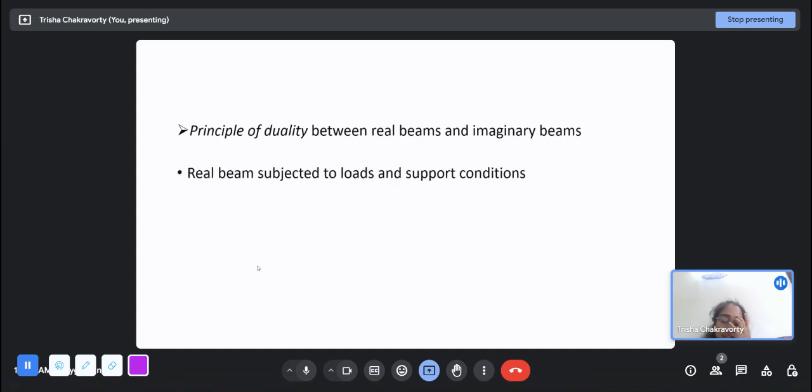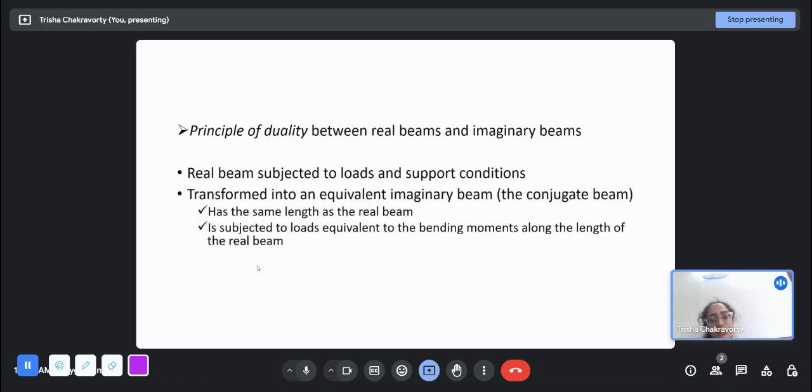A real beam is subjected to loads and support conditions. That is, we want to solve for the deflection of a real beam. It is transformed into an equivalent imaginary beam, also called the conjugate beam, that has the same length as the real beam, and it is subjected to loads equivalent to the bending moments along the length of the real beam.